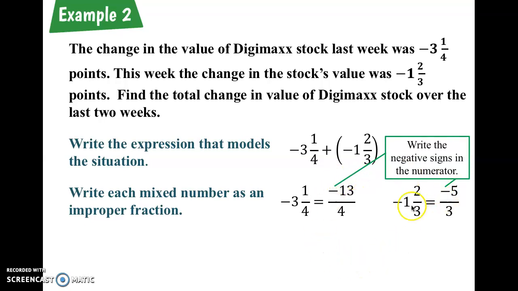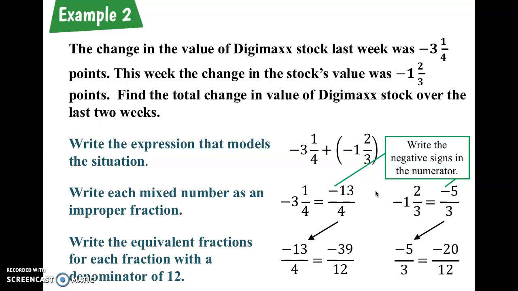Now that we have improper fractions, we need to find common denominators for 4 and 3. Do you already know what it is? Are you thinking 12? Because that would be correct. So to change 4 into 12, we would multiply by 3. 4 times 3 is 12. 13 times 3 is 39.